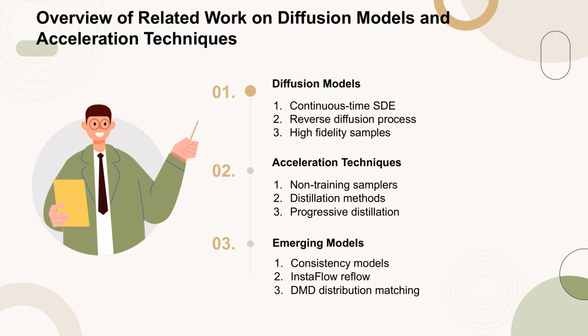Diffusion models have become a cornerstone in generative models, particularly known for their ability to produce high-quality, detailed images. These models operate using a continuous time stochastic differential equation, SDE, that iteratively denoises an initial noise distribution. The reverse diffusion process is particularly effective at capturing complex data structures. However, the generation speed of these models is a significant limitation due to the need for thousands of sampling steps. To address this, various acceleration techniques have been developed. Some focus on designing non-training fast diffusion samplers, reducing the steps required from thousands to 20 to 50. Distillation methods aim to condense the inference steps to fewer than 10, with progressive distillation showing particular promise.